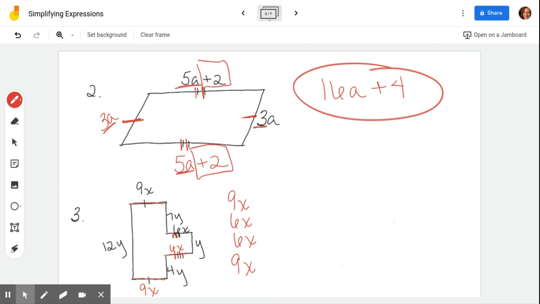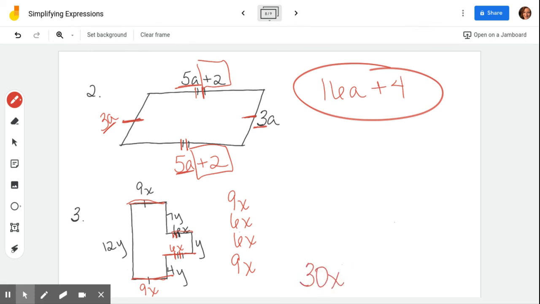I'm going to go around the sides and make sure that I didn't miss any. So that's a y. There's 9, 6, 6, and 9. Okay. If I add those up, 9 and 6 is 15, 15, and 15. I have 30 x's altogether.